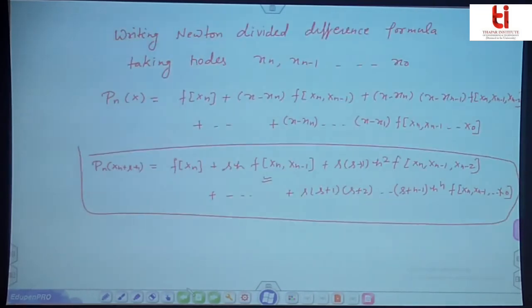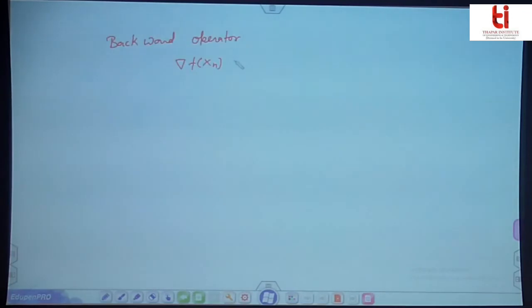Now the backward operator we have already discussed. Backward operator del of f(xn). If we write del of f(x), what does it mean? f(x) minus f(x minus h). That means where you are standing, f(x), go one step back from that position. So f(x) minus f(x minus h).